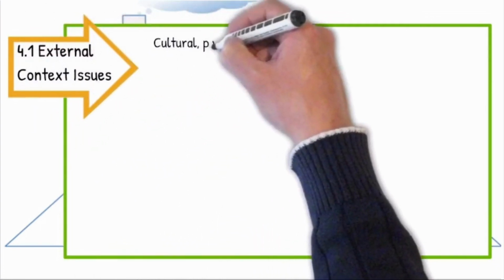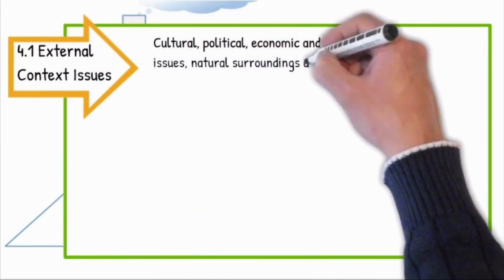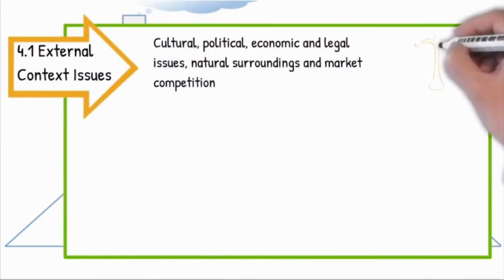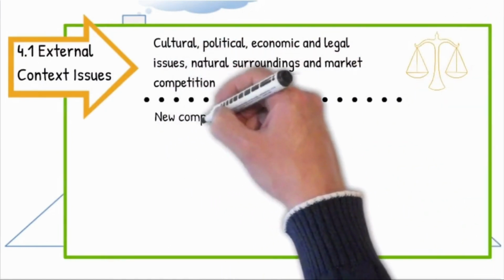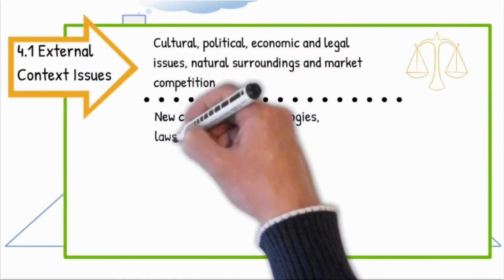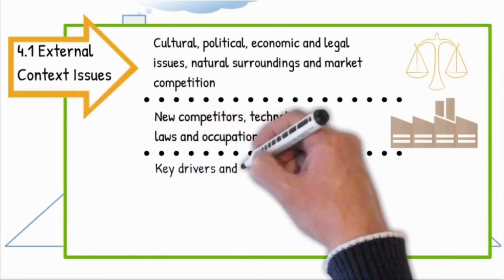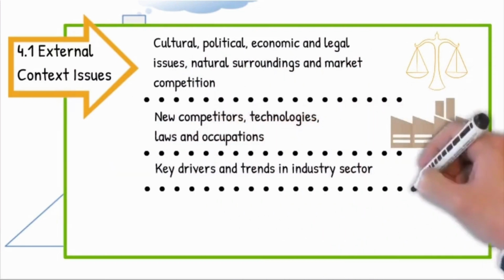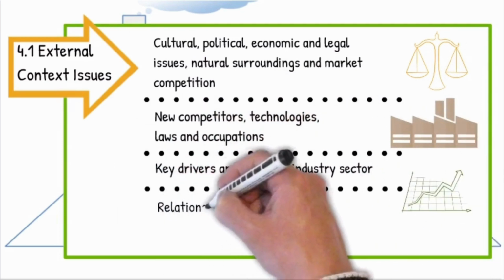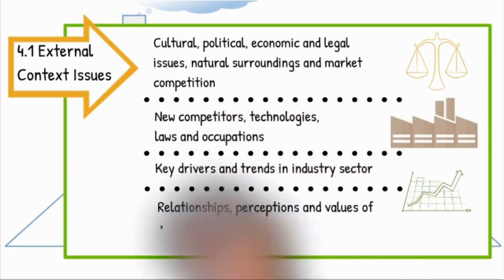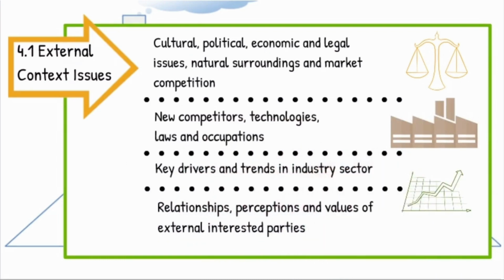The external issues that need to be considered and monitored can be cultural, political, economic, legal, natural surroundings, and market competition: new competitors, technologies, laws, new occupations; key drivers and trends in the industry sector; relationships, perceptions and values of external interested parties.